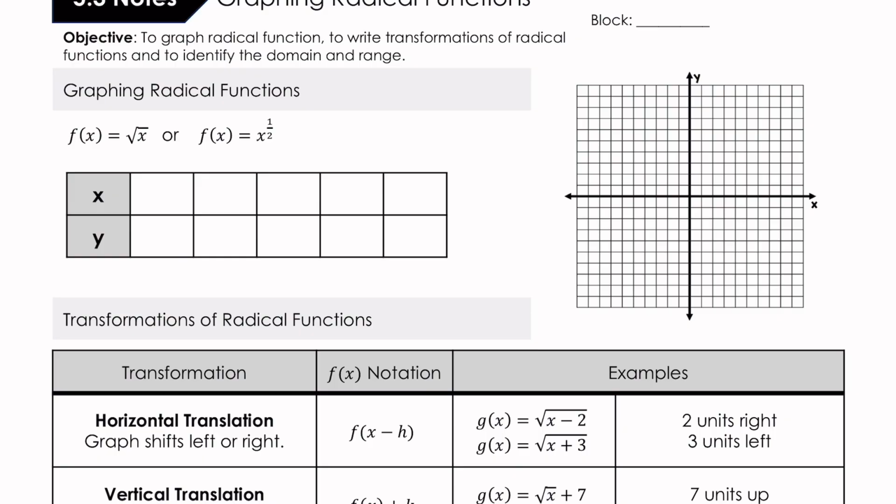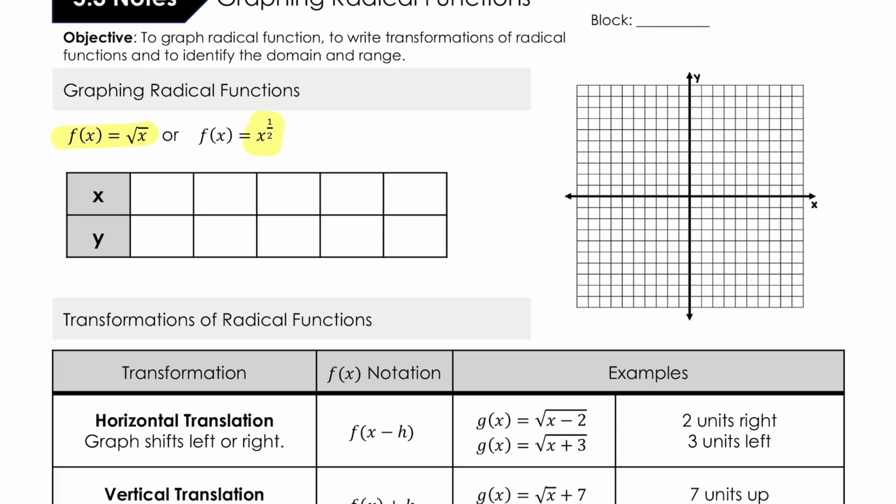For today's video, we're going to talk about graphing radical functions. So for example, we have f of x equals square root of x. This one is the parent function. It's kind of where everything begins for square root functions. Remember, the square root of x is also the same as x to the 1/2. So both of these graphs are going to look the same.